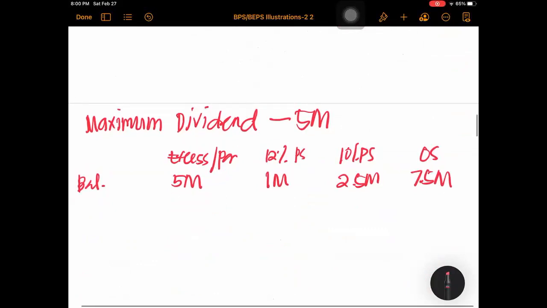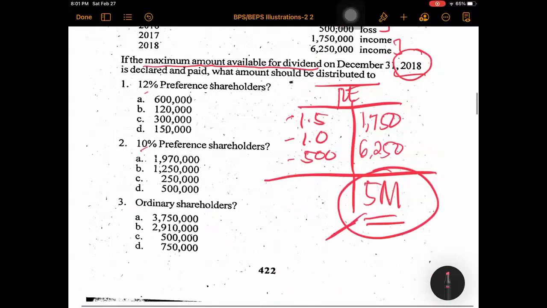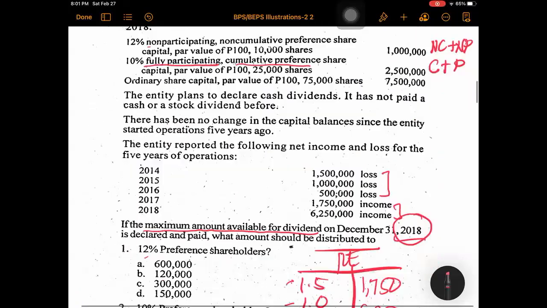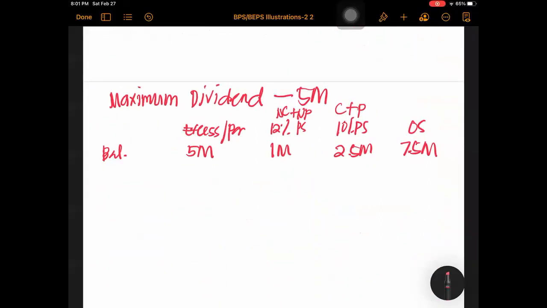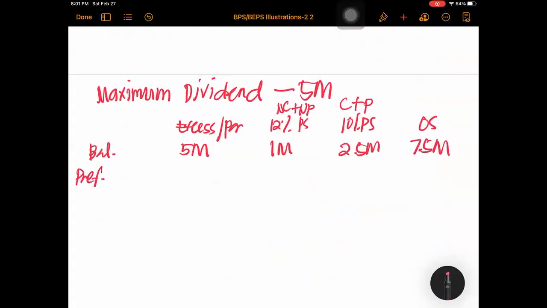Okay, this one is non-cumulative plus non-participating. This one is cumulative plus participating. Right? Okay, so next, what is next, the balances, total of preference dividend. How much is the share of the 12%? Since it is non-cumulative, only the current year is counted, so 2018 only. So that's 1 million times 12%, that's its share. So 1 million times 0.12, that's 120,000.